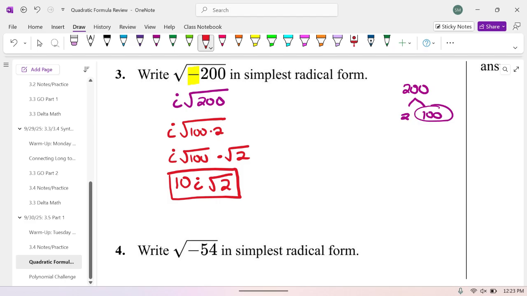All right. So just be careful and make sure that if you see a negative under that radical, which you will see when we start doing some quadratic formula, you take that i out first before you start simplifying. Okay? So again, negative under the radical, you take an i out.